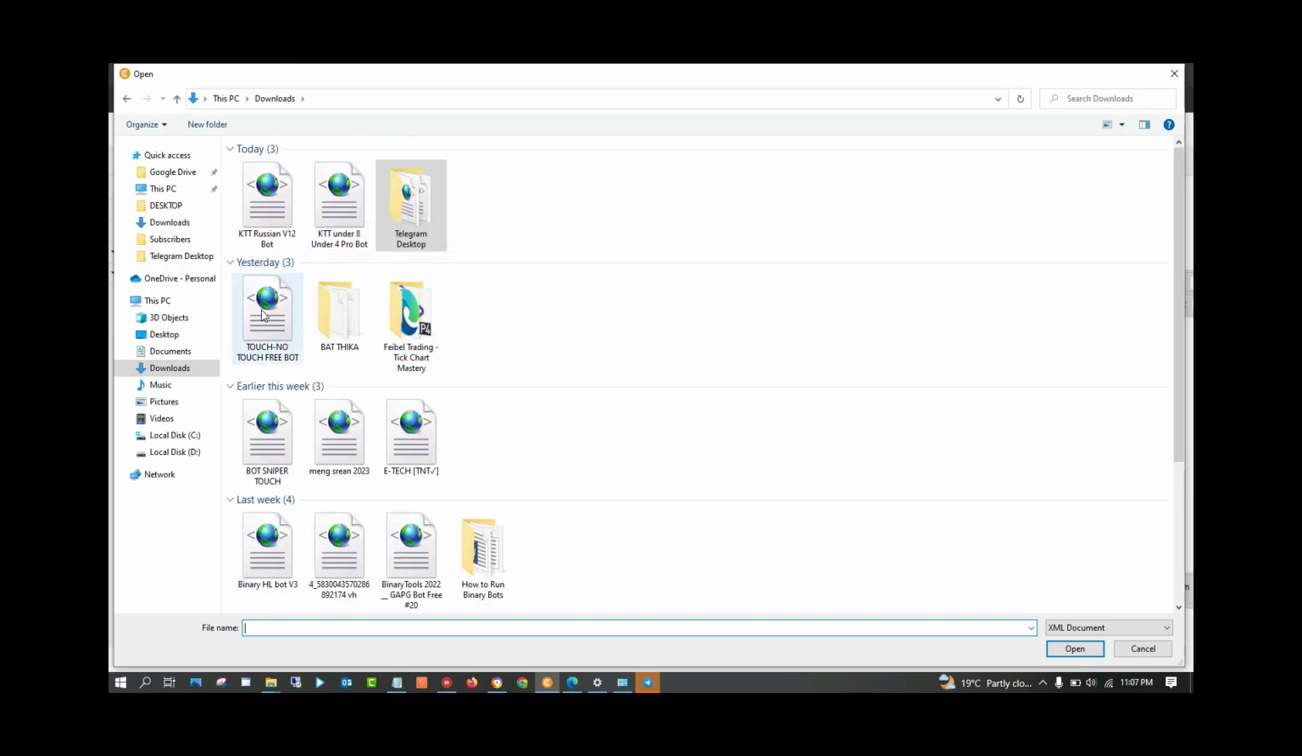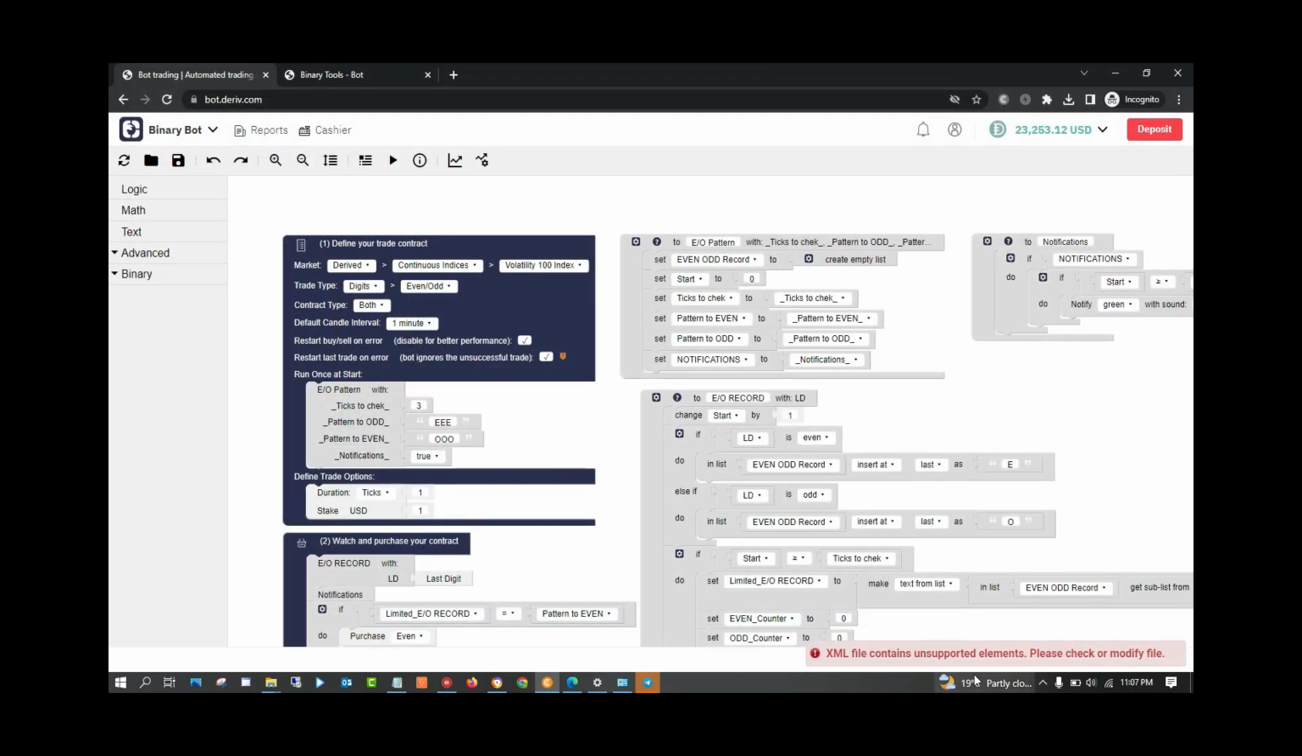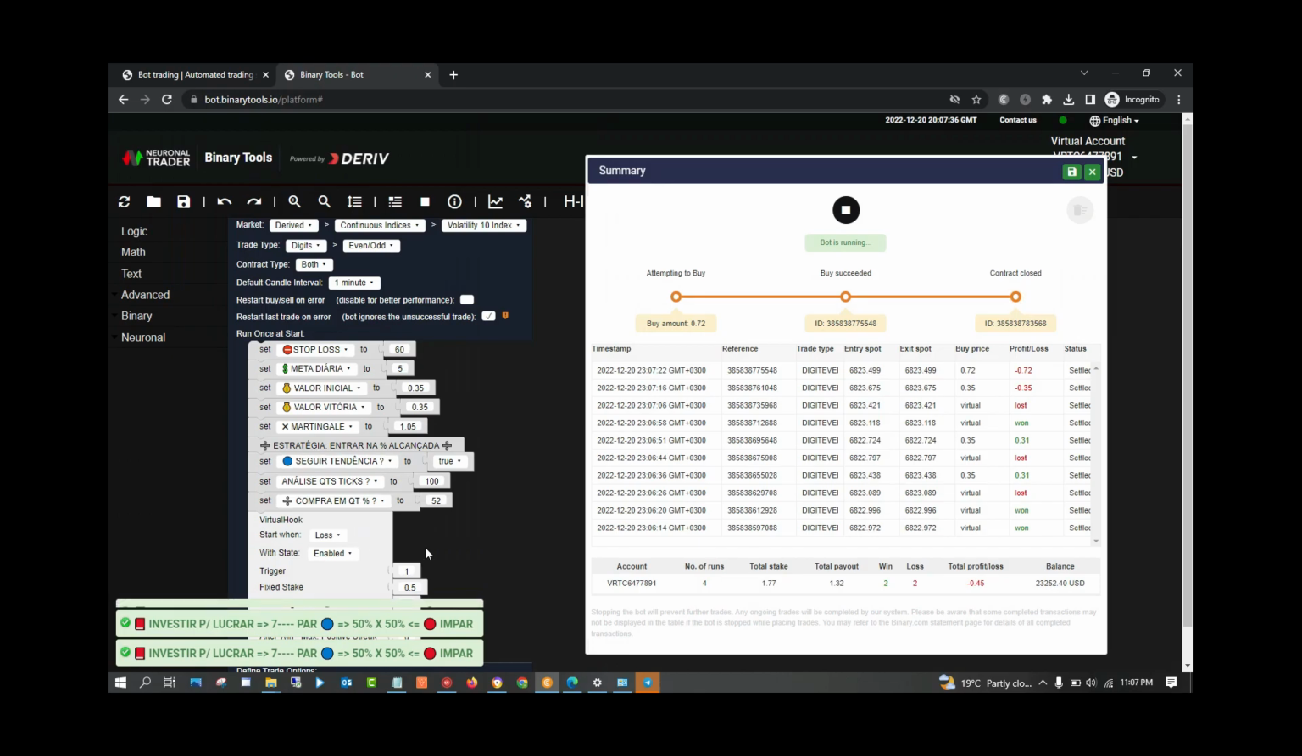Let me try this one here. You see, when you load something like this, it shows that the XML file is not supported. So if something like that happens to you, it means that DERIV.com does not support some of the strategies or some of the tools that are in this bot over here. So let me show you what is happening here.